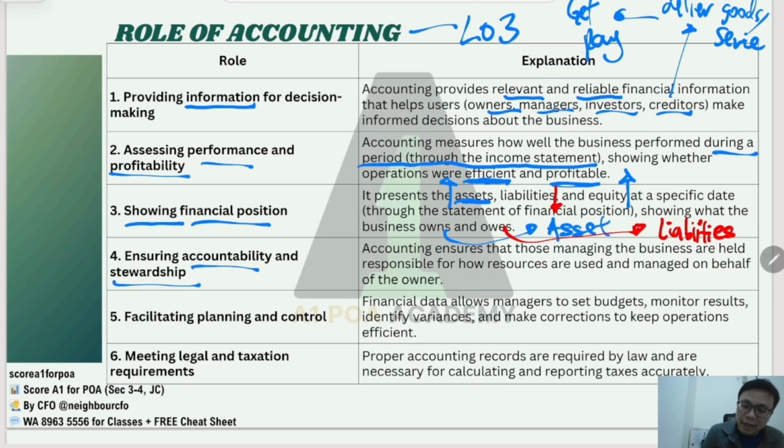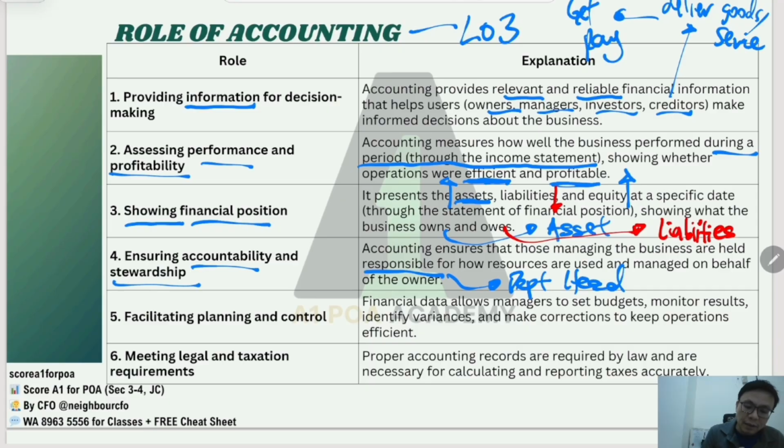Next, we have ensuring accountability and stewardship. So over here, accounting ensures that those managing the business are held responsible for how resources are used. So the keyword is responsible, such as the department head being responsible for their own department's resources, right? Because we don't want the situation whereby the department head overutilizes the resources and affects the company as a whole, affects other departments, so on and so forth.